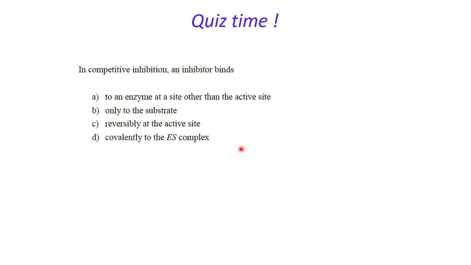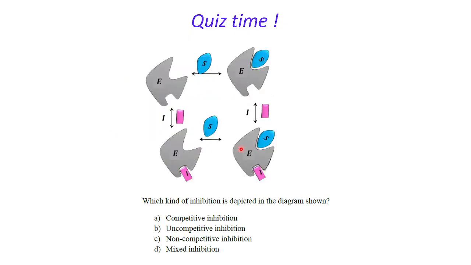So basically, competitive inhibition is a type of inhibition where the inhibitor that is structurally similar to the substrate is binding to the active site. So when the inhibitor is bound to the active site, where the substrate was supposed to bind, everything gets problematic. So it binds reversibly at the active site. Okay. So option C, yes, option C is correct.